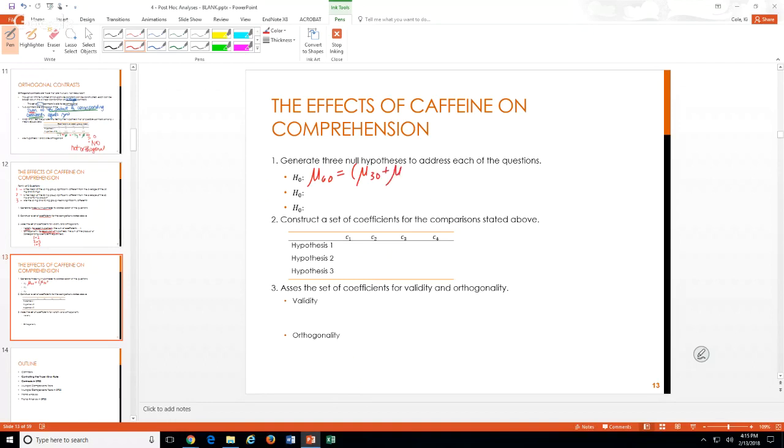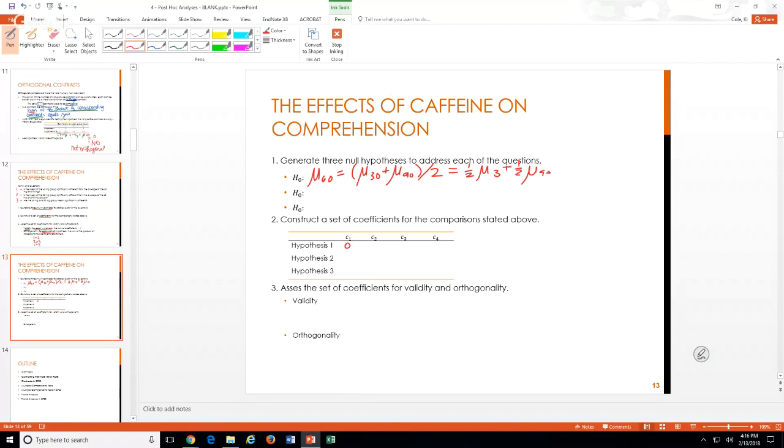Good. You could say 1/2 mu 30 plus 1/2 mu 90. You could go ahead and say that in the beginning, and that's perfectly fine. What are your contrast coefficients? Again, there could be different interpretations, but what did someone get for the contrast coefficient for hypothesis 1?